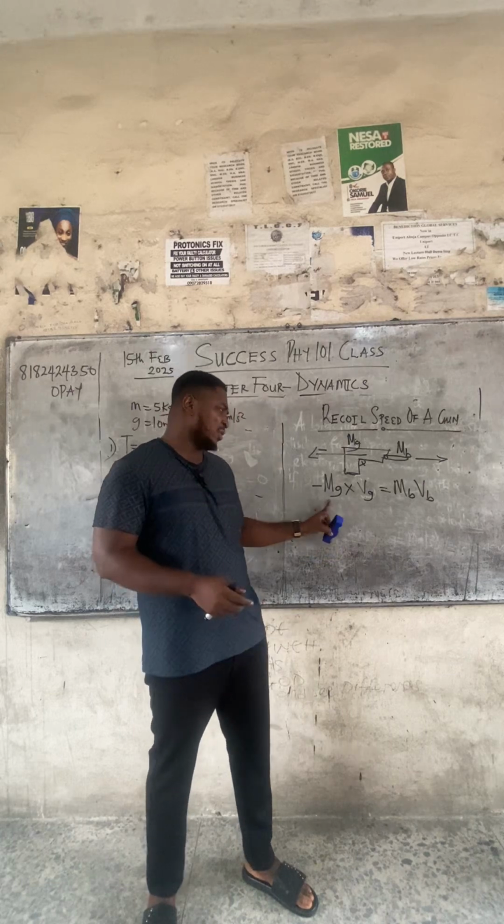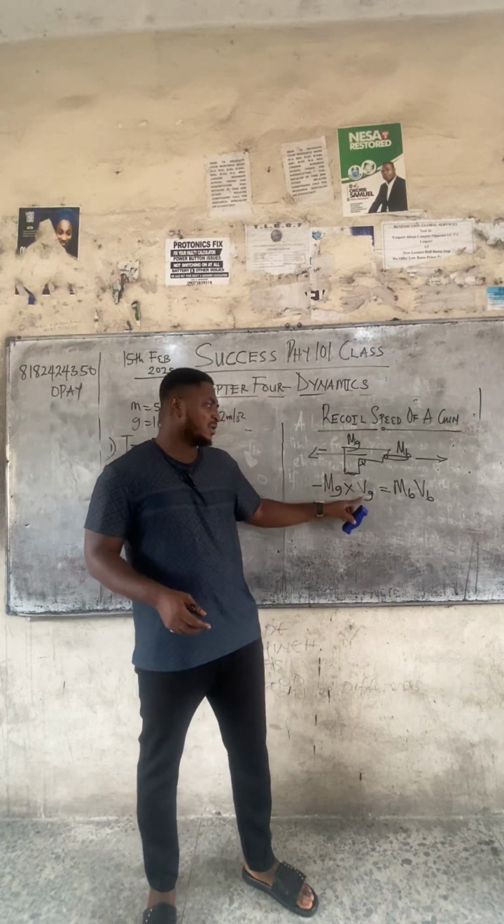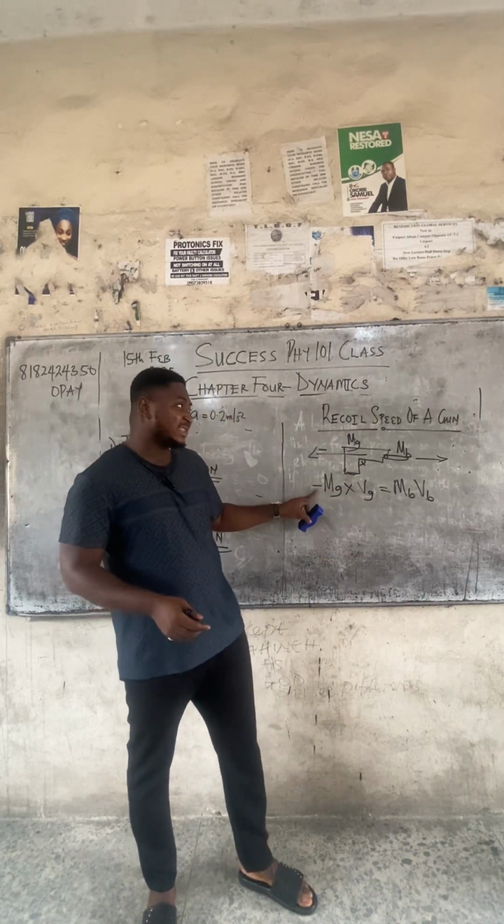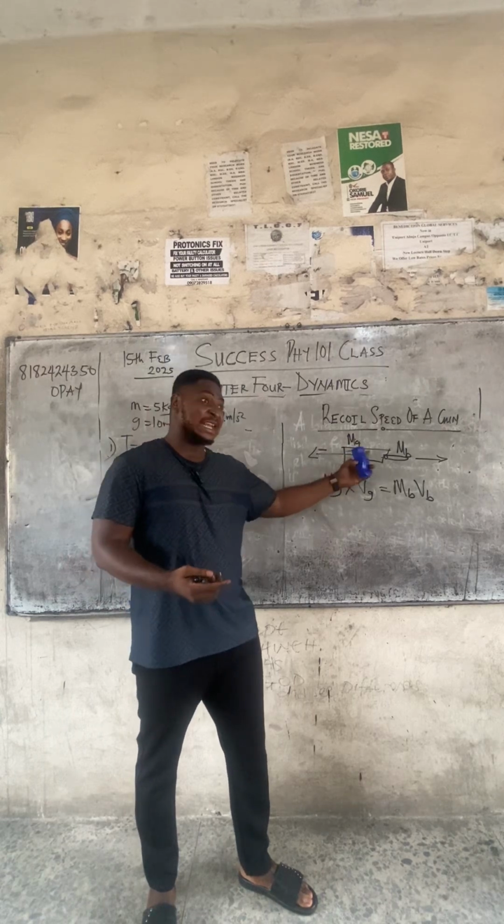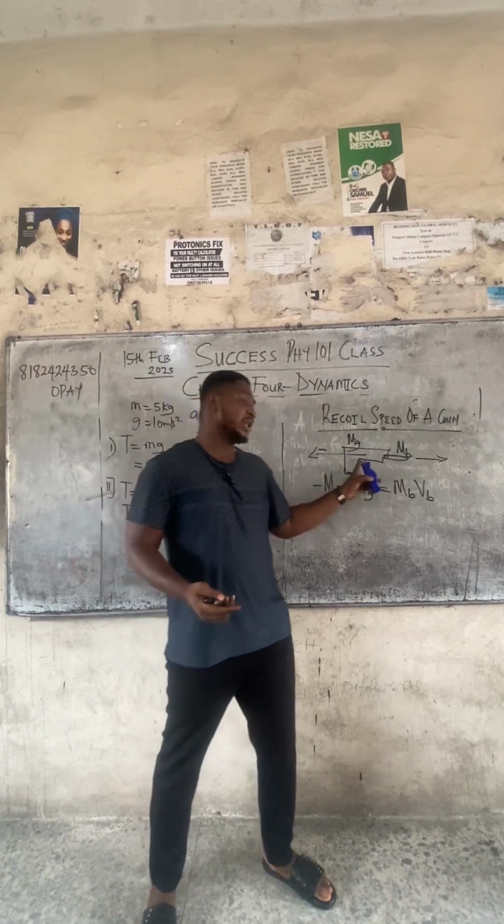But this is the formula: mass of gun times the velocity of gun, negative. This negative stands for the recoil. The negative shows that the gun goes backward for the bullet to go forward.